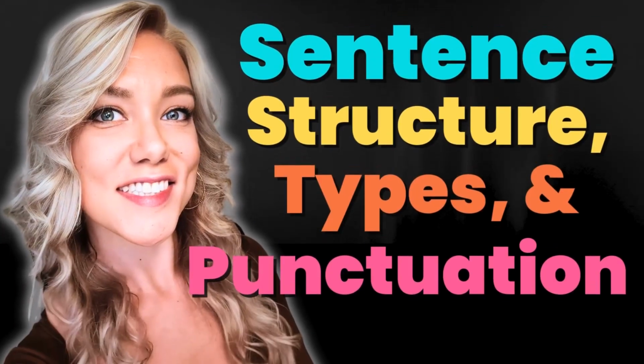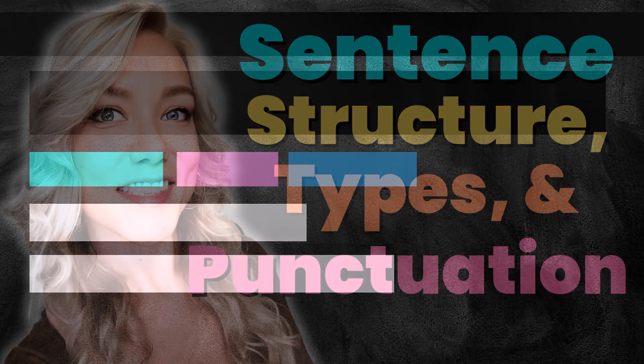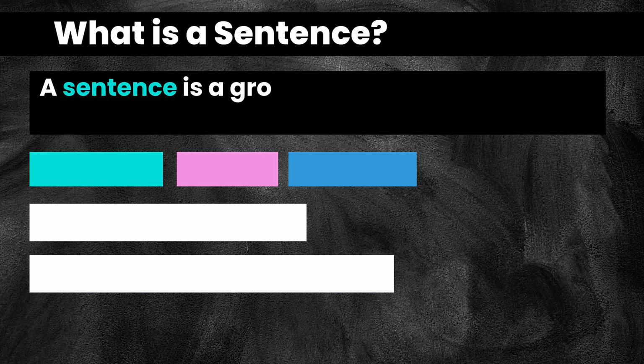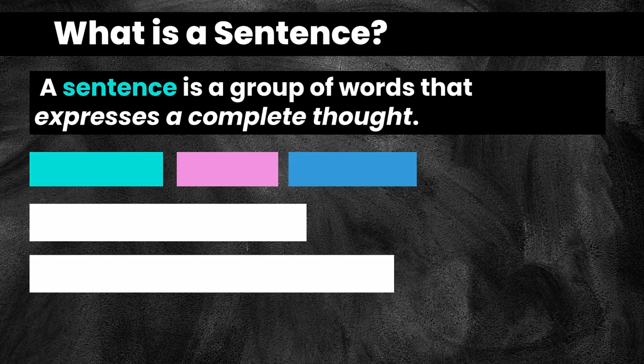My name is Jennifer, and today I'm going to talk to you about English sentence structure, types, and basic punctuation. So first of all, what is a sentence? A sentence is a group of words that expresses a complete thought. And the components of a sentence are a subject and a verb, and sometimes an object.